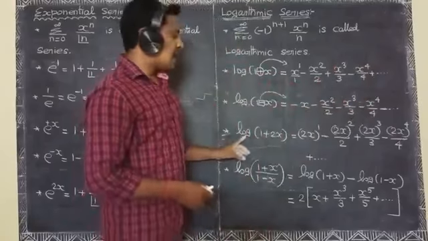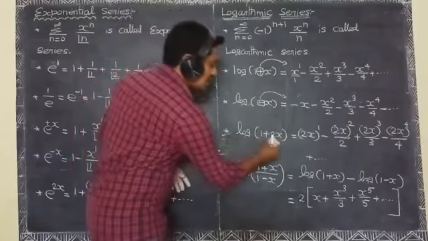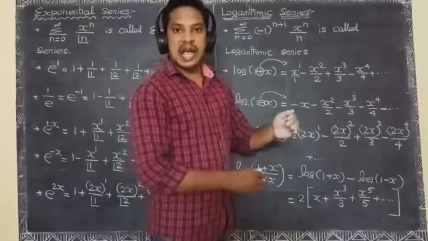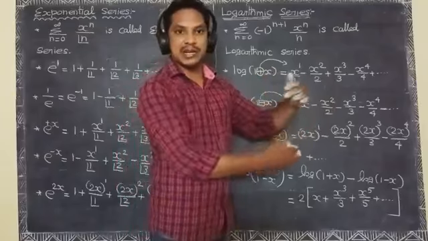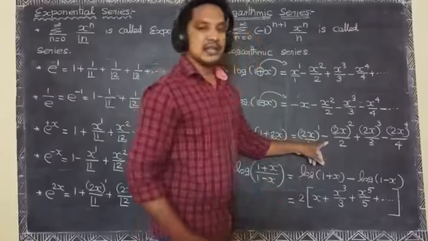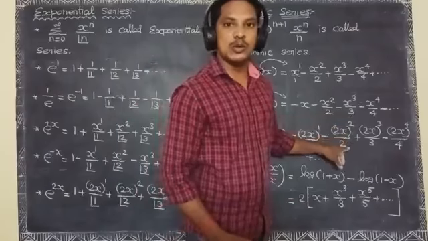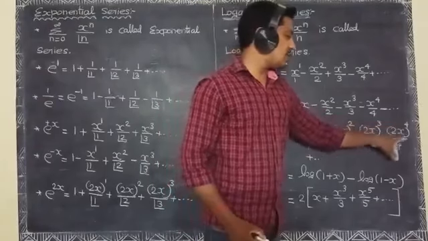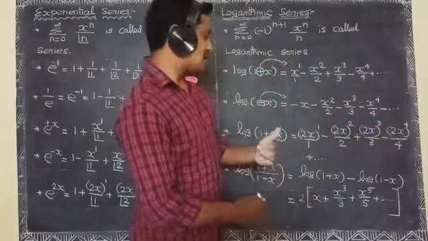Log of (1 plus 2x) equals, with alternating signs, 2x power 1 divided by 1 minus (2x) whole square divided by 2 plus (2x) whole power 3 divided by 3 minus (2x) whole power 4 divided by 4 plus and so on.